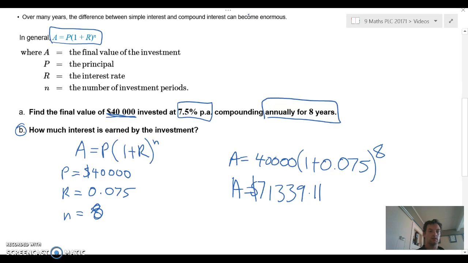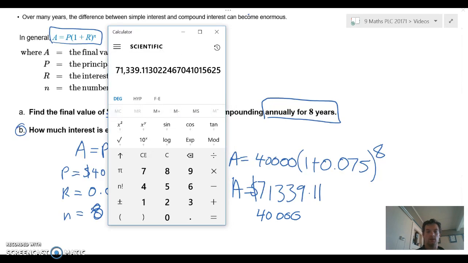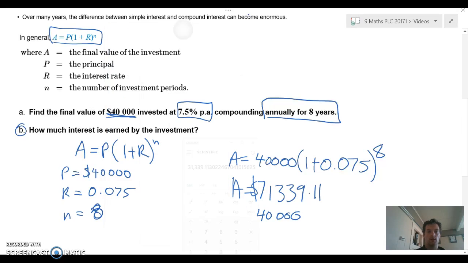Now the second part of the question asks us how much interest is earned on the investment. So what we need to do is take our initial principal amount, which was $40,000, and subtract that from our $71,000. And we're paid $31,339.11.